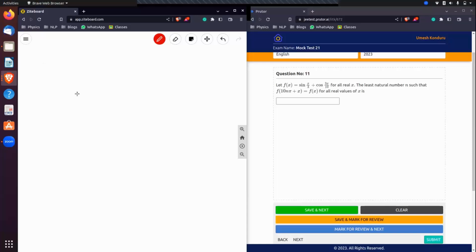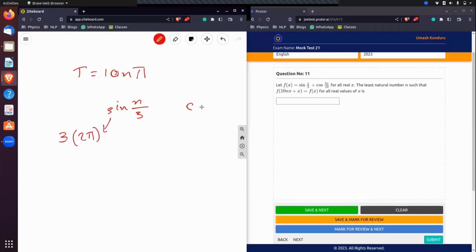I think this is just asking for the period of the function. The period of the function is the least number after which it's going to repeat, obviously. So let's look at the individual periods. Sin x by 3 is basically the graph of sin x, but it's been stretched out by 3 units. That means the time period is going to increase 3 fold. So that will be 3 times 2 pi.